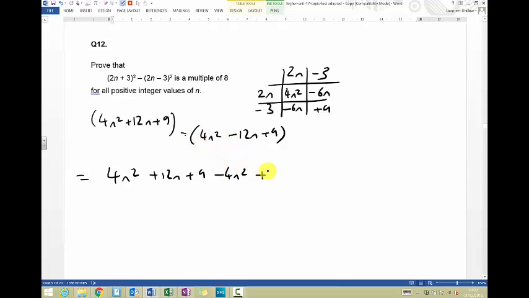Minus and a minus makes a plus 12n. Minus and a plus makes a minus. That cancels with that. That cancels with that. You're left with 24n. You want to show it's a multiple of 8. Well, that's 8 times 3n. So it's 8 times an integer. So it's a multiple of 8.